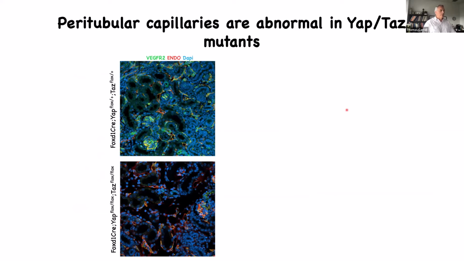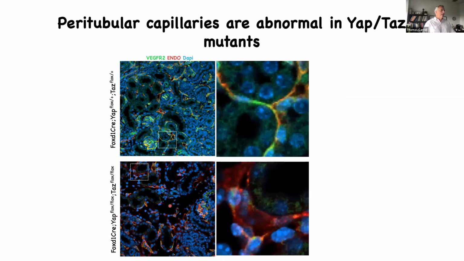So we took a look at some of the genes that were downregulated that are specific markers of various endothelial cell types, such as VEGF receptor 2. VEGF receptor 2 is normally expressed only in the peritubular capillaries, whereas endomucin is a general endothelial marker. And if we looked in the YAP/TAZ mutants, although they still had blood vessels, they didn't express VEGF receptor 2. That's just highlighted here.